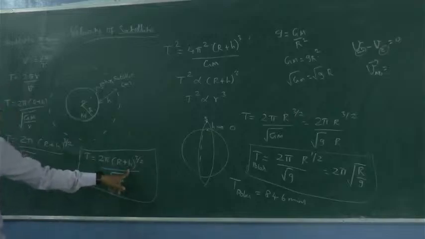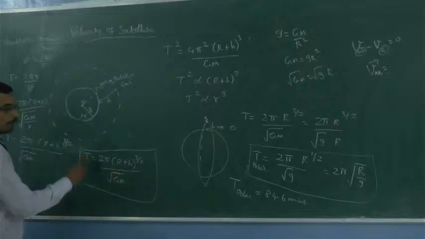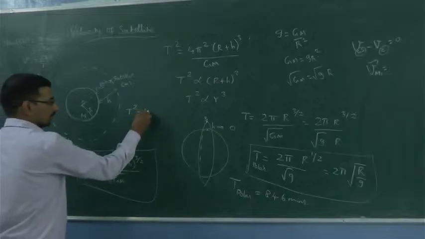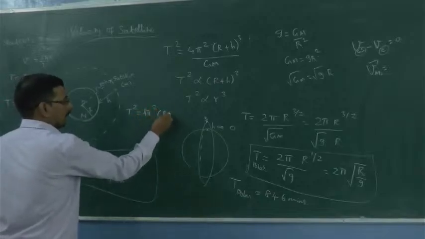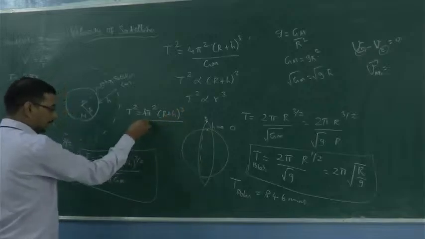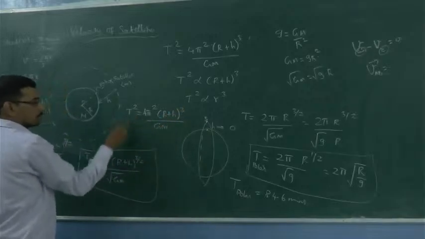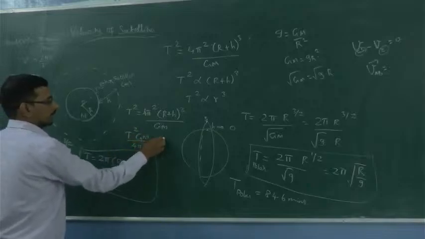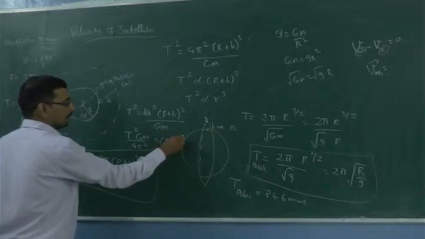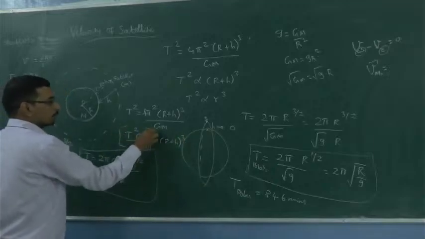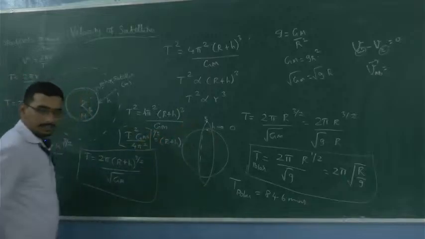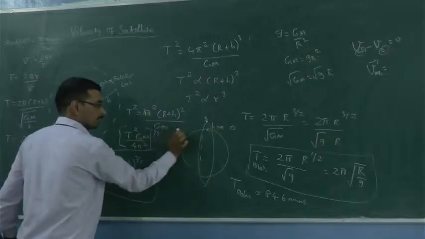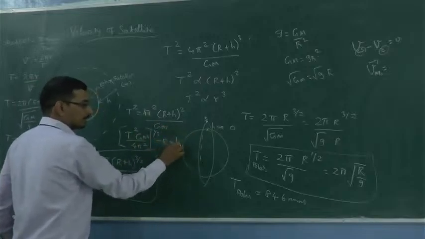Correct? H value எப்படி calculate பண்ணலாம்? Take square on both sides. Square பண்ணோம்னா என்ன வரும்? T square equals 4 pi square (R plus H) whole power 3 by GM. So T square GM by 4 pi square is equal to (R plus H) the whole cube. By taking cube root on both sides, we can say R plus H equals the cube root. Further, taking R to this side, minus R, we can get the H formula.